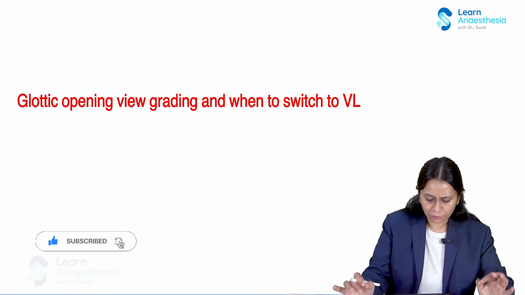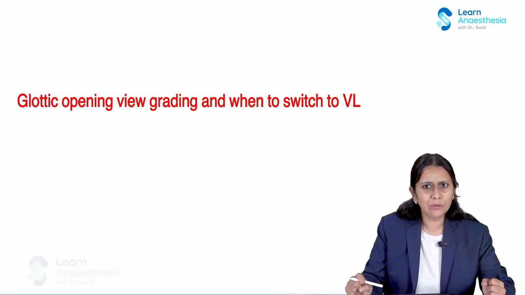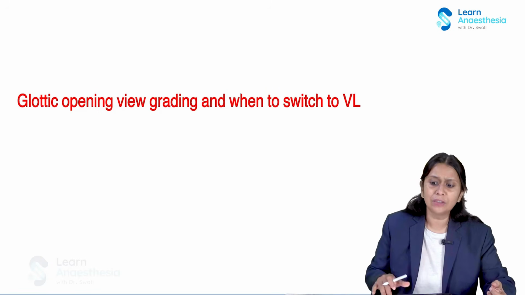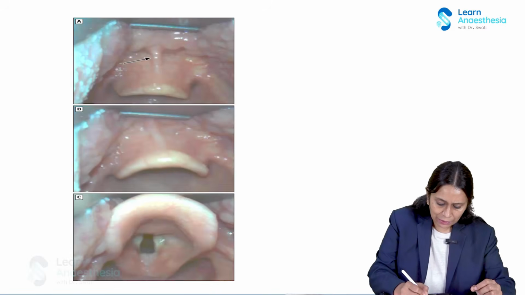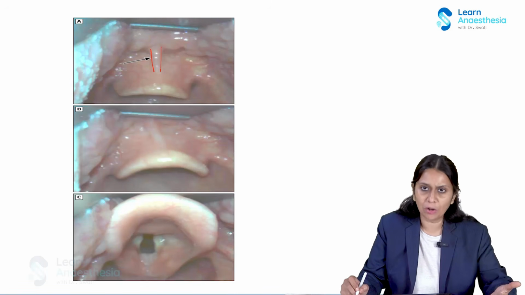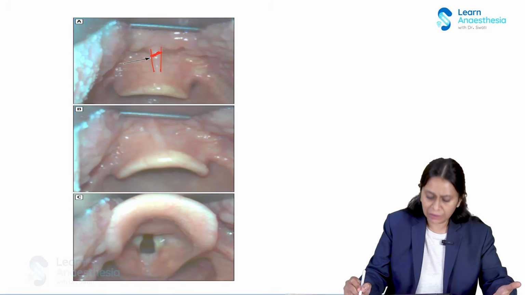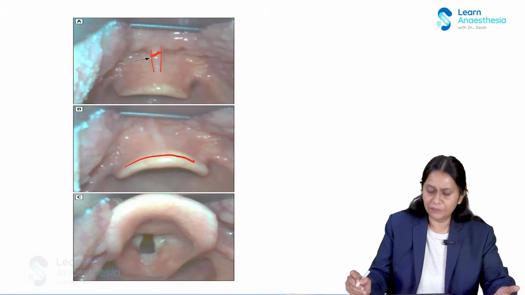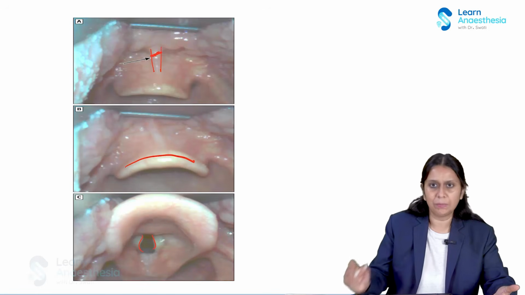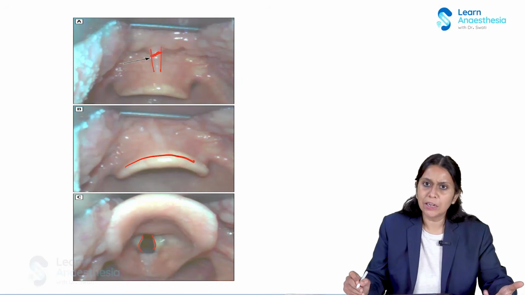So, glottic opening view grading, and when we need to switch to video laryngoscope. How do we do it? When we do the laryngoscopy, we have to lift the vallecula. So you can see this is the median glossoepiglottic fold. We have to lift this glossoepiglottic fold, and when we lift this, the epiglottis gets lifted up and the glottic opening is visible. Now, how much is the glottic opening visible? On that depends the successful endotracheal intubation.